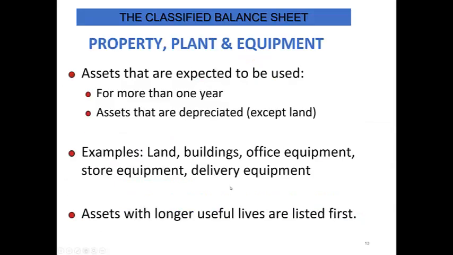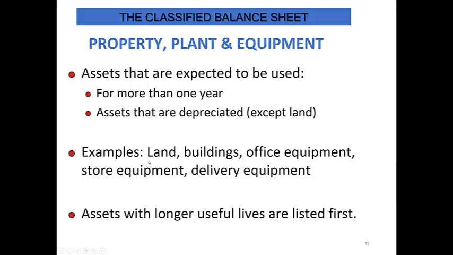The next section is property, plant, and equipment, and these are the long-term assets, or those that are going to be used by the company for more than a year. Usually it is an asset that's being depreciated. Now, the exception to that is land, because land doesn't depreciate. Land is not going to wear out, so we don't depreciate land. So it could be included in your property, plant, and equipment, but it would not be depreciated.